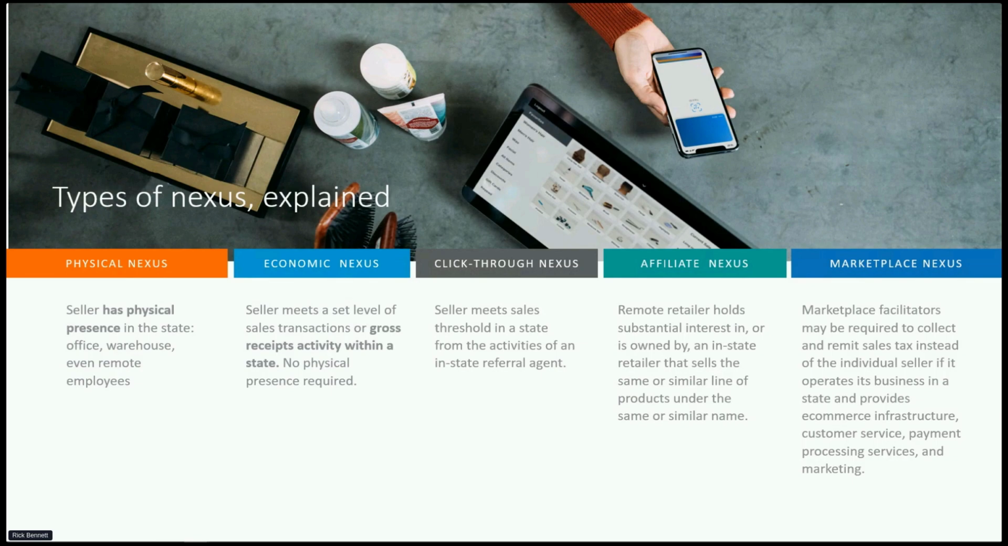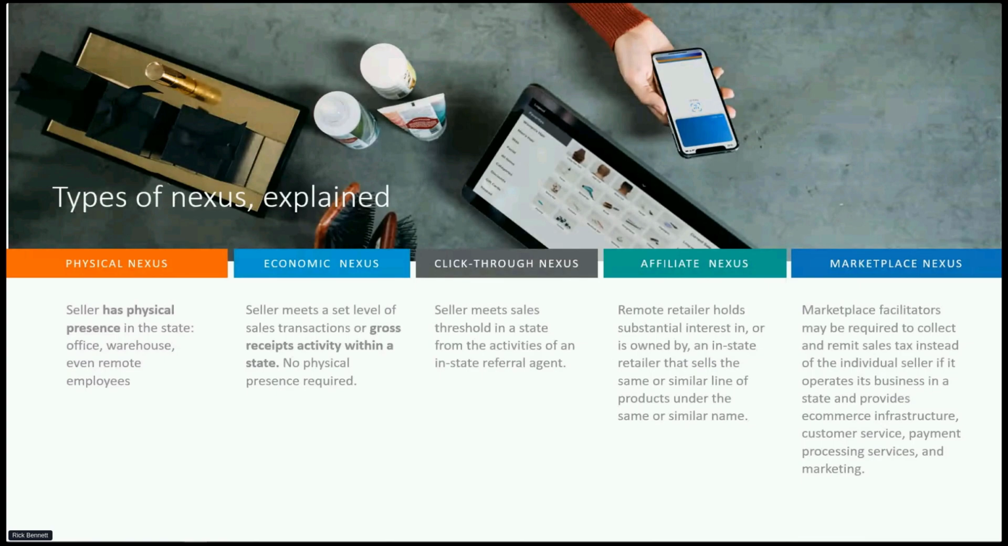And lastly is the marketplace. If you're selling on Amazon, eBay, Walmart, and the like, those facilitators are supposed to collect and remit the sales tax on your behalf. So those are the different forms of nexus.